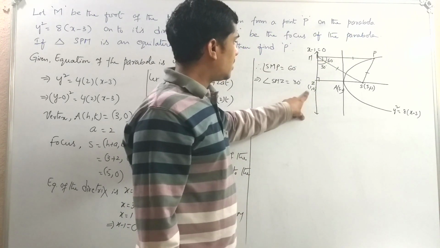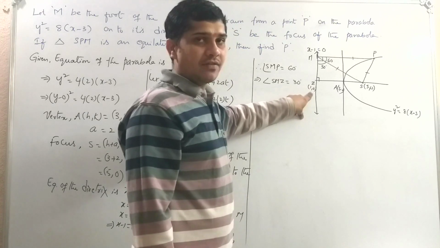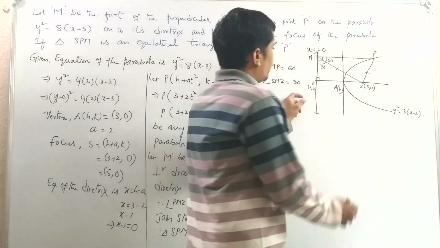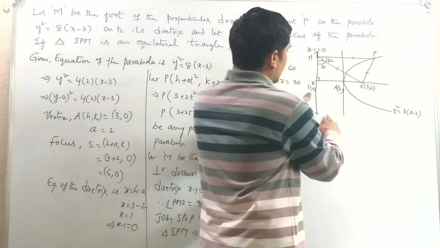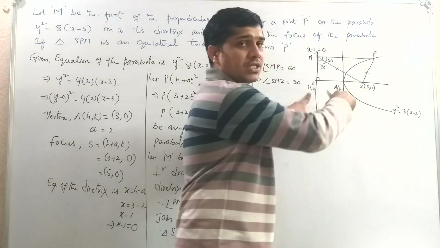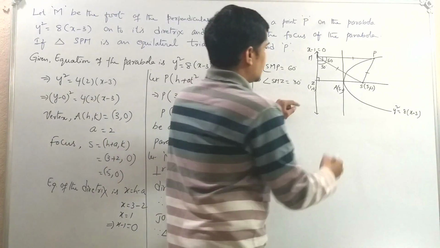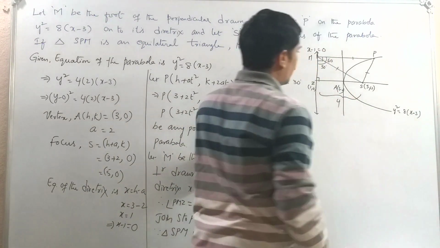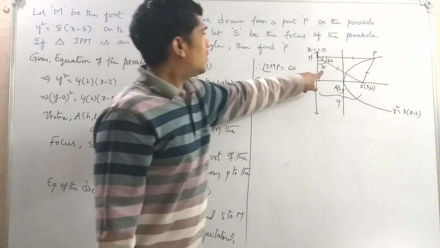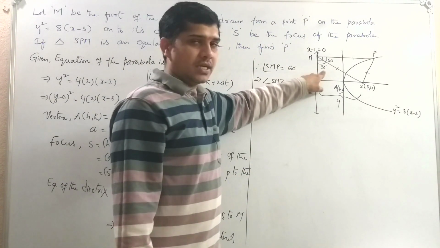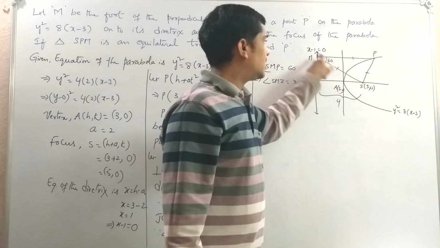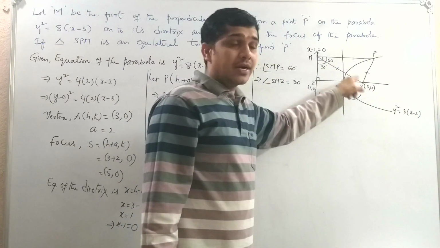So x value 1 here, and on the x axis y value 0. So the coordinates of Z are 1 comma 0. Finally, from 1 comma 0 to 5 comma 0, the distance is 4 units. So the length SZ is 4 units. And we know one angle, that is 30 degrees. By using this angle and side, I want to find out the side of the equilateral triangle.